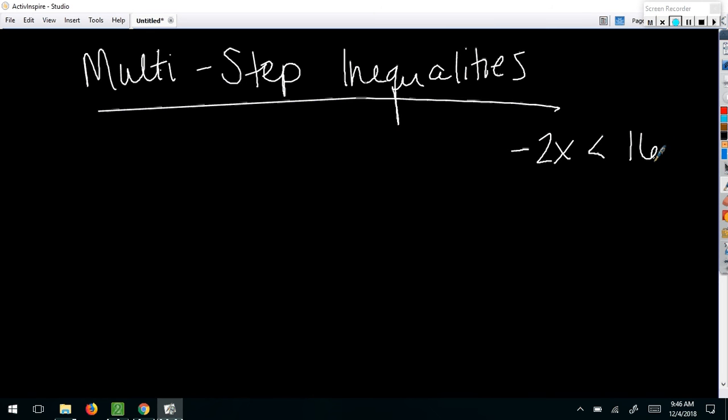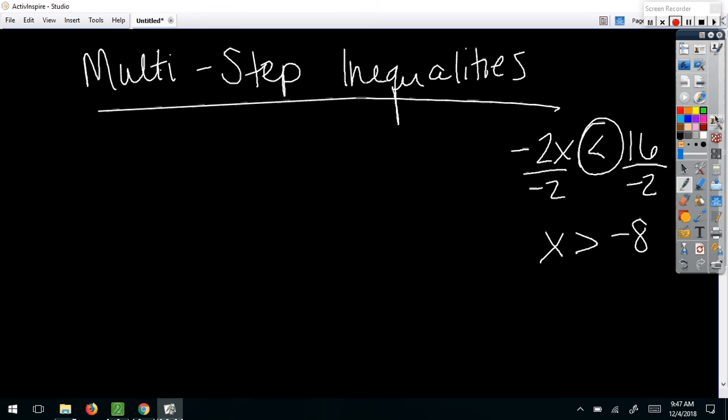Like this, okay? I need to get rid of the -2, so I do what? Divide by -2. But because this is negative, you got to switch that. That's right. So it's x is greater than -8. Now, let me say this because in looking at your quizzes, there were a couple things that I need to address and make sure you understand.